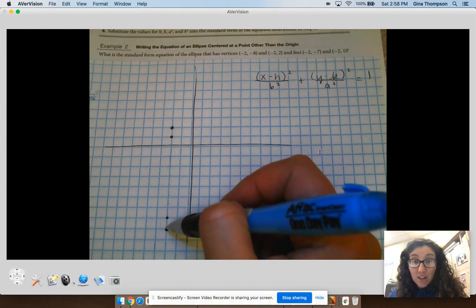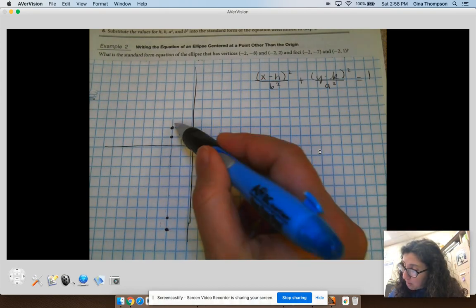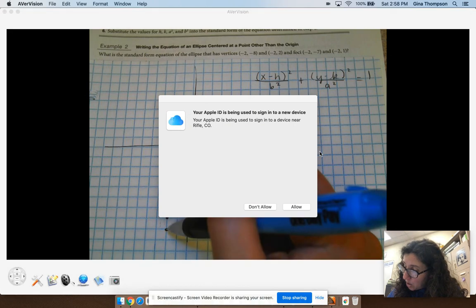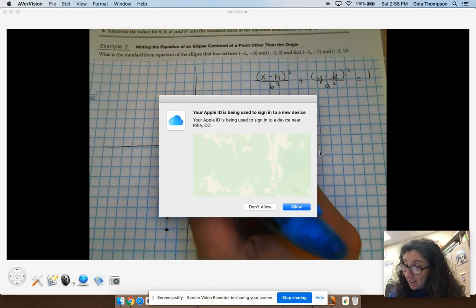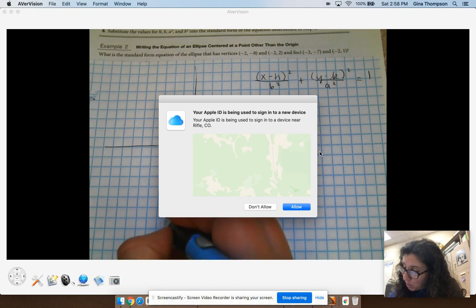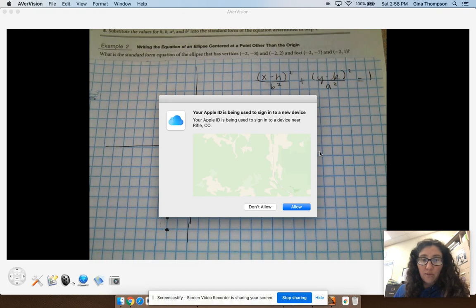Okay, what can we determine from this so far? We could find the center. The center is going to be halfway between these vertices. There's a difference of 10 between them. So 1, 2, 3, 4, 5. Here is the center, 5 units.